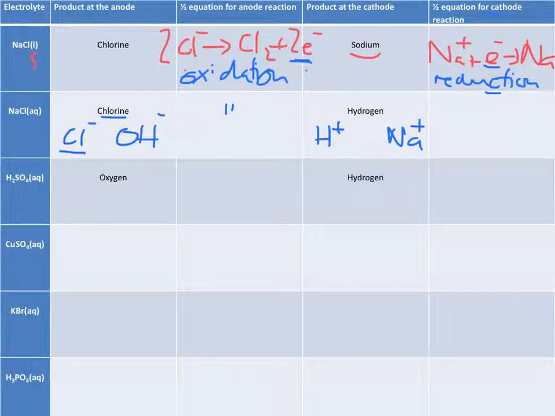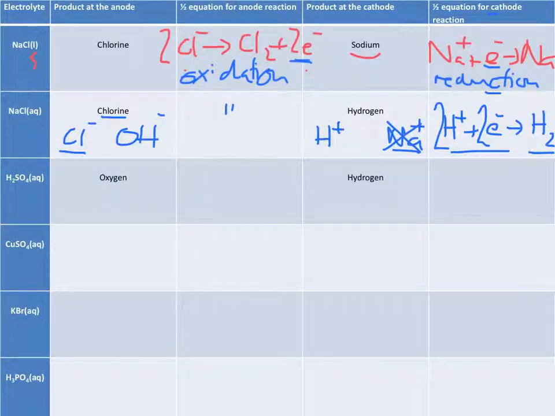You should hopefully know from your chemistry that sodium is a very reactive metal, so that won't form. You'll be getting hydrogen forming, so the hydrogen will come in, pick up an electron and form H2. Hydrogen is a diatomic molecule, so you need to balance that by making two hydrogens and then balancing the charges, so it'll be neutral on the left and neutral on the right.